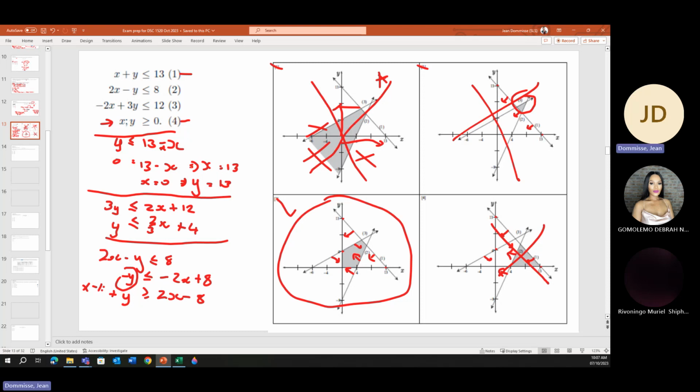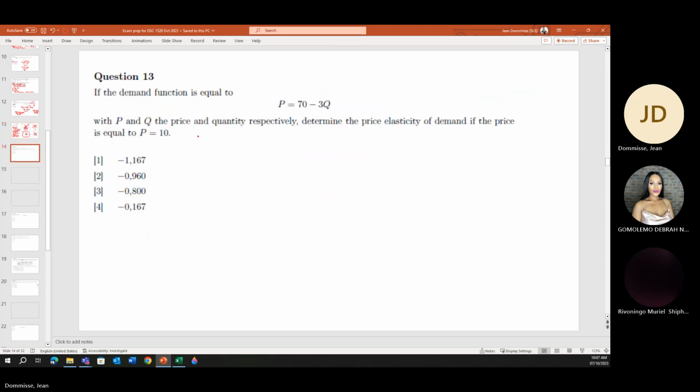Okay, so let's go to the next one. Now in the next one, we're looking at a demand function. So if a demand function is equal to P = 70 - 3Q, with P and Q the price and quantity respectively, determine the price elasticity of demand if the price is equal to 10.